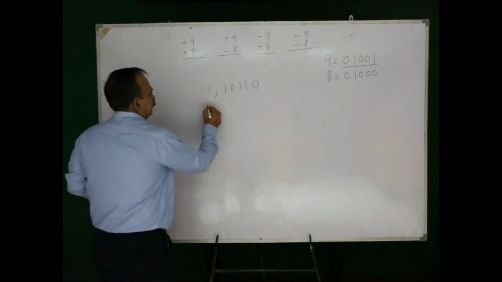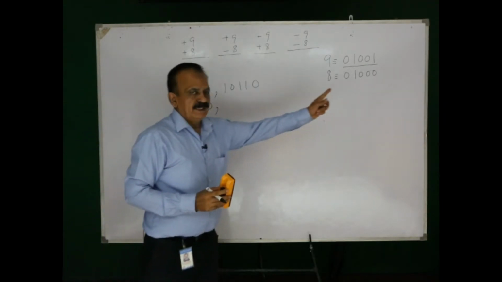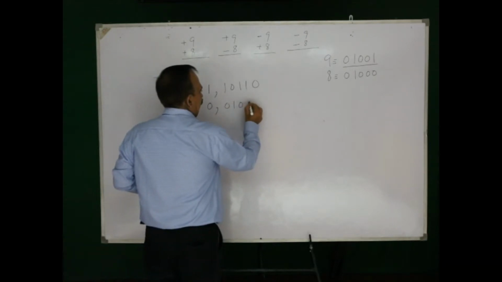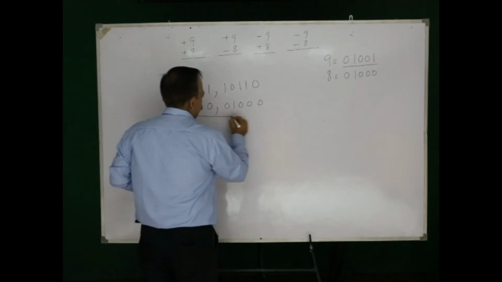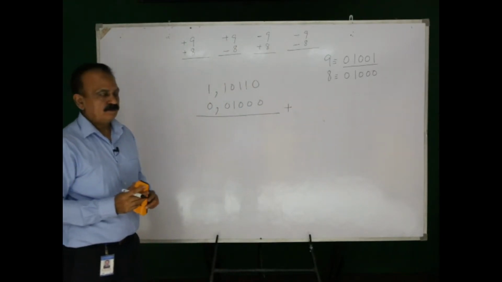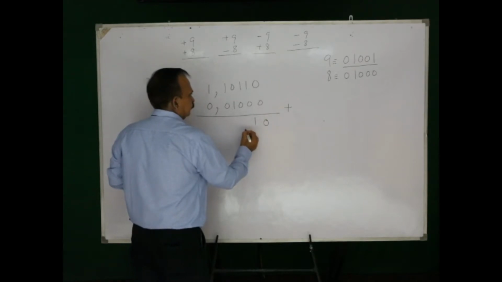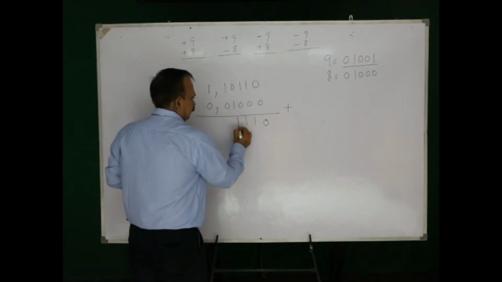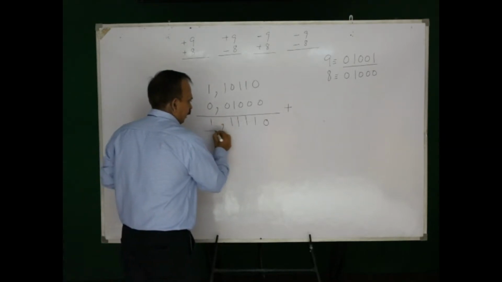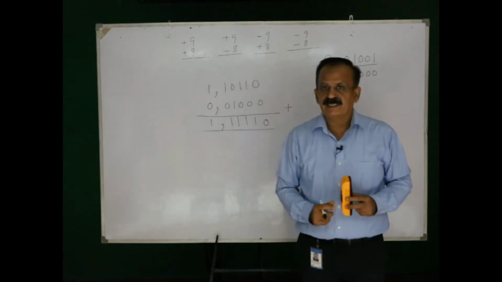Now since 8 is positive, the sign is 0, and it will be in the same form, that is, the magnitude of 8. I will be adding these two. Now what will be the answer? It is 0, this is 1, this is 1, this is 1, this is 1, and no doubt the sign is 1. Now what is the 1 in the sign position representing?